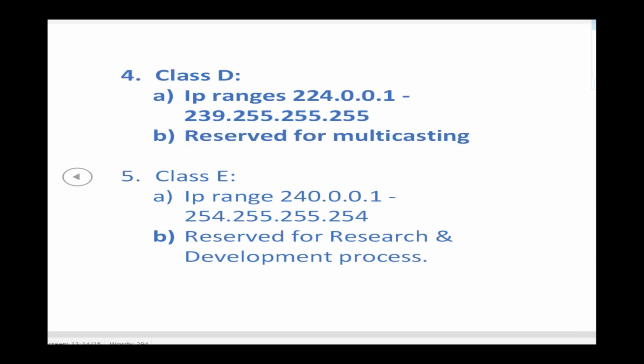So let's see about class D. Class D IP range is from 224 to 239, and this class D is reserved for multicasting. So up to class A, B, C, these are used for unicasting, but class D is for multicasting. Now class E. The class E IP range is from 240 to 254, and this class is reserved for research and development. So normally we don't use class D and class E. We use only class A, B, and C.